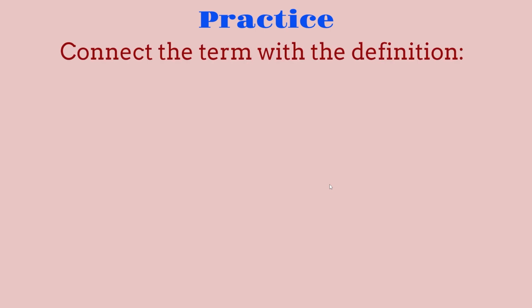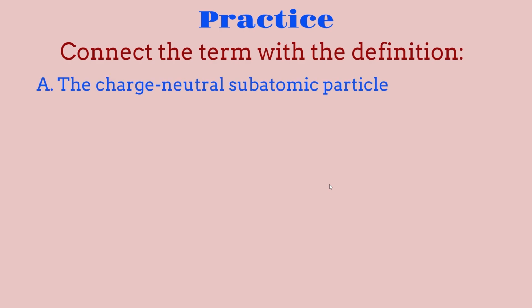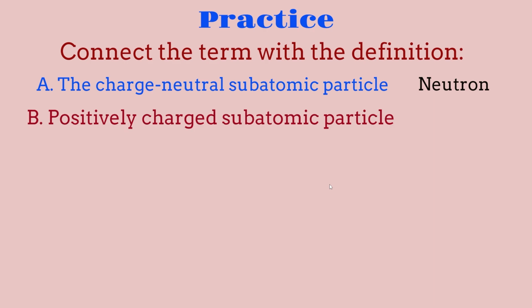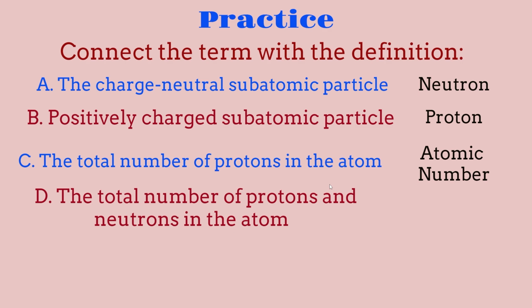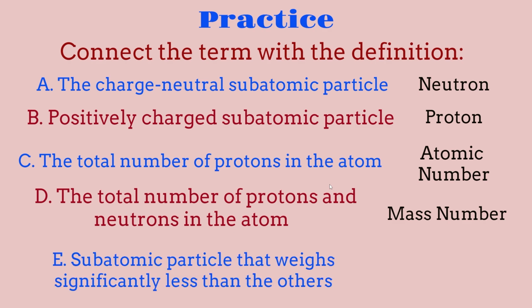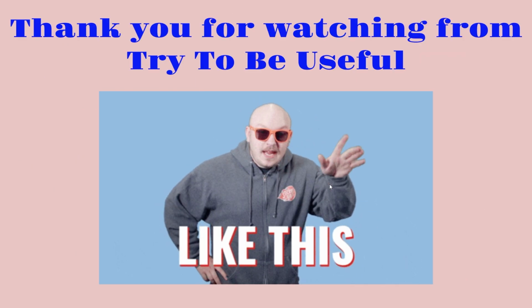And now, just to summarize, we're going to go over a few practice problems. You just need to connect the term with the definition. Also feel free to pause the video and try these questions out for yourself. For question A, the neutral subatomic particle: the answer is the neutron. The positively charged subatomic particle is the proton. The total number of protons in the atom is known as the atomic number. The total number of protons and neutrons in the atom is known as the mass number. And finally, for the last one, the subatomic particle that weighs significantly less than the others is known as the electron. That summarizes all the practice questions for this video, and that also summarizes everything for the composition of atoms.